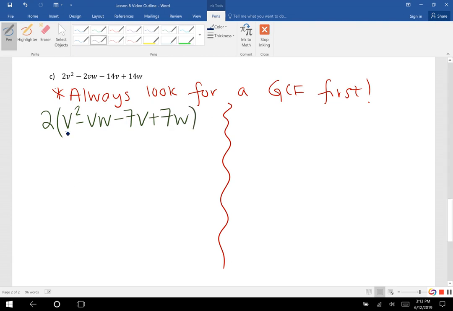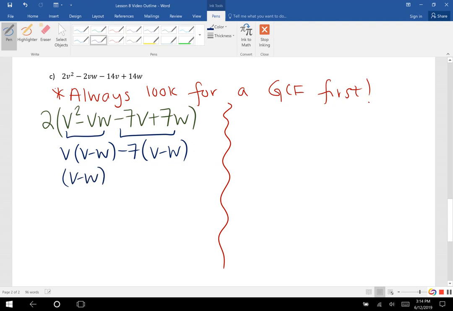In the first 2, I can pull out a V, and I'm left with V minus W. In the second 2, I'm going to pull out a minus 7, because then I'll be left with a V minus W. Same thing in the parentheses, the V minus W comes out front, and I'm left with a V minus 7. And then this 2 that we pulled out earlier will just stay in the front. And so my final answer has to include that GCF, that 2 is in the front, and then V minus W, V minus 7.